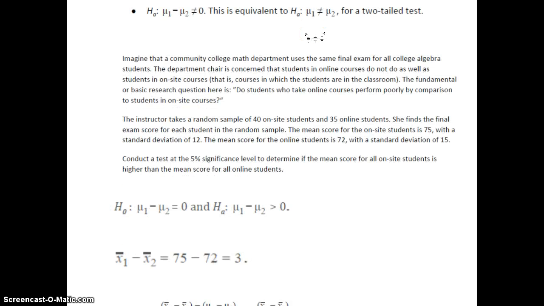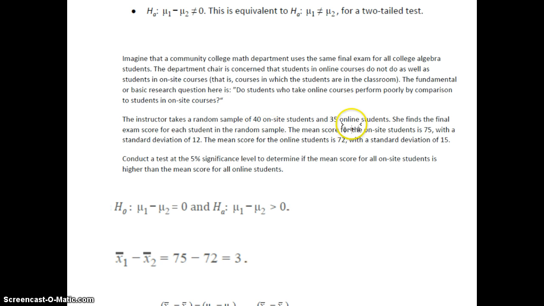Imagine a community college math department uses the same final exam for all college algebra students. The department chair is concerned that students in online courses do not do as well as students in on-site courses, that is, students that are in the classroom. The basic research question here is, do students who take online courses perform poorly by comparison to students in on-site courses? The instructor takes a random sample of 40 on-site students and 35 online students. She finds the final exam score for each student in the random sample.